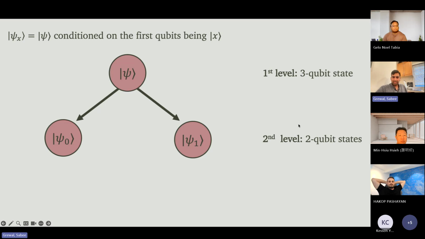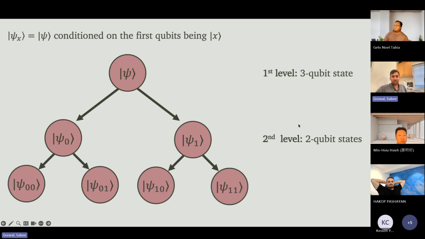Good. Then we do the same thing for these children. This is the same conditioning on the first 2 qubits being 00, 01, 10, 11. And in this third level, these are all 1-qubit states. And of course, you can do this for an n-qubit state. You'll just have a deeper tree.